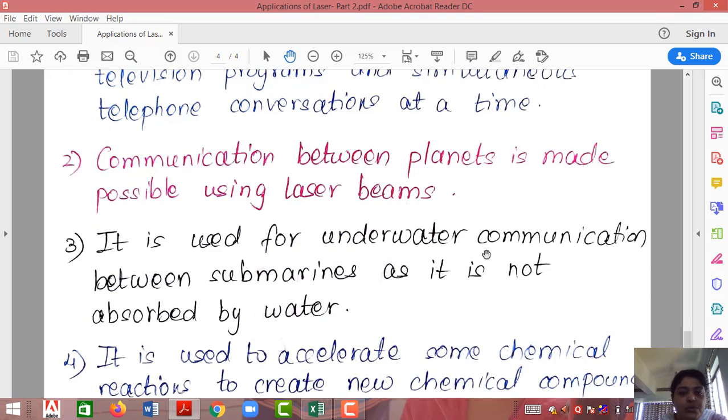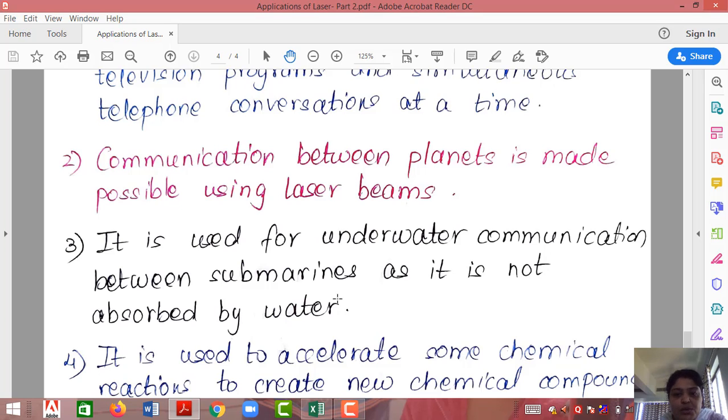It is also used for underwater communication between submarines. Submarines are the part of naval officers. The Navy uses submarines. There are specific data which have to be communicated between the submarines. Because the submarines are always underwater, we require a source which is not absorbed by water. If you are sending data from one submarine to the other submarine, that data should not be absorbed or should not be affected by water.